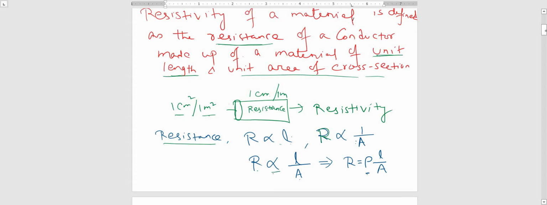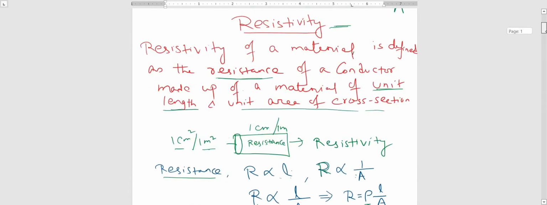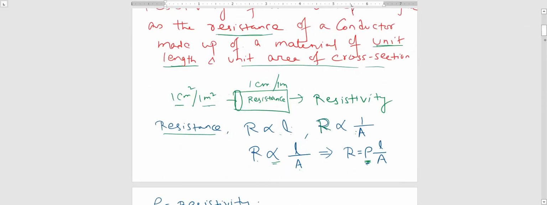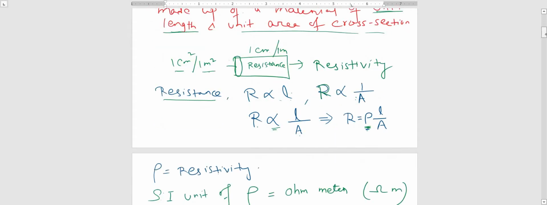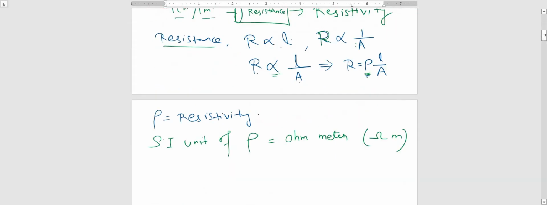So if you combine these two, I get resistance is directly proportional to L by A. To remove this proportionality sign, আমি একটা constant put করি. This constant is called rho or resistivity. So this rho is called the resistivity. Rho is a constant actually, or constant of proportionality. Okay, so this much may be clear.